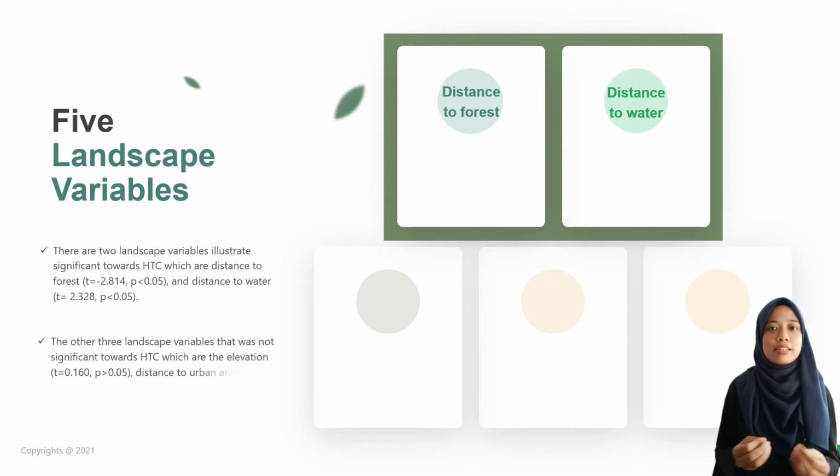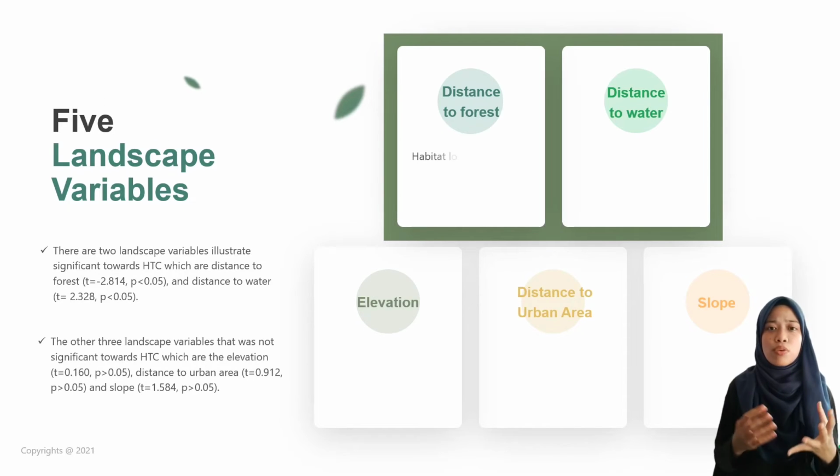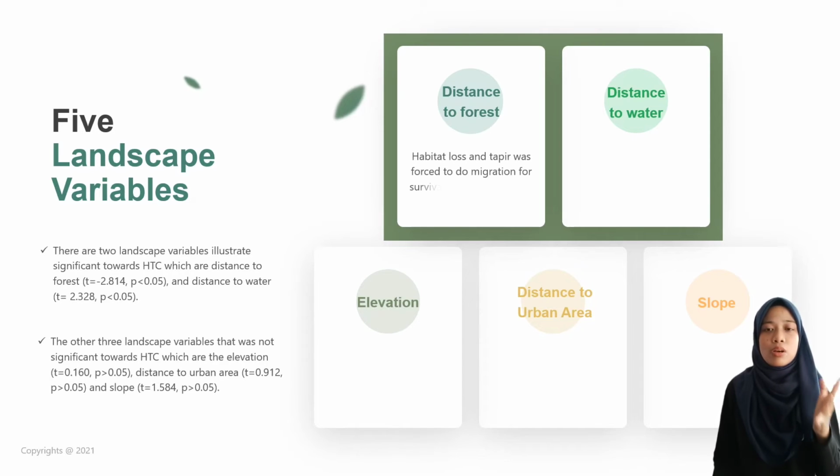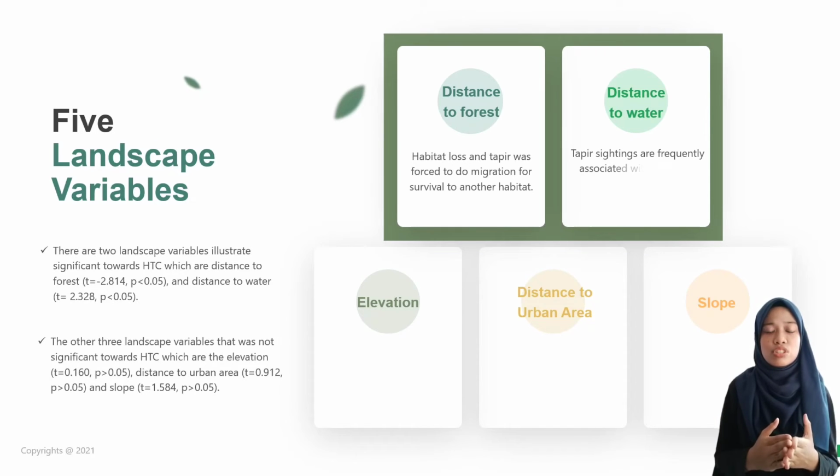Distance to the forest is a significant variable towards conflicts due to habitat loss, and tapirs were forced to migrate for survival to another habitat. While the distance to water is also significant, as tapir sightings are frequently associated with bodies of water where they spend the majority of their active time, such as foraging.